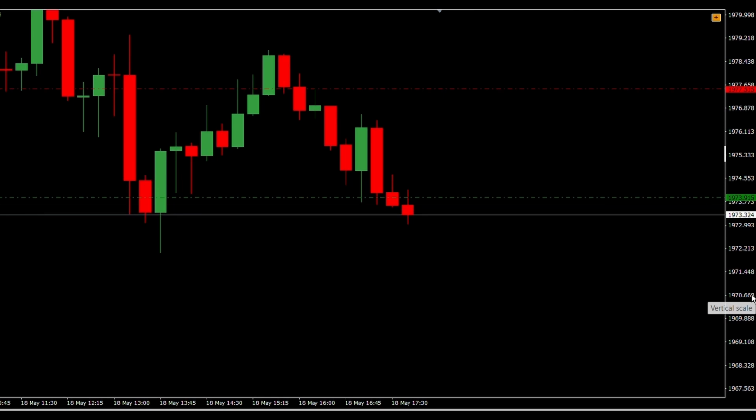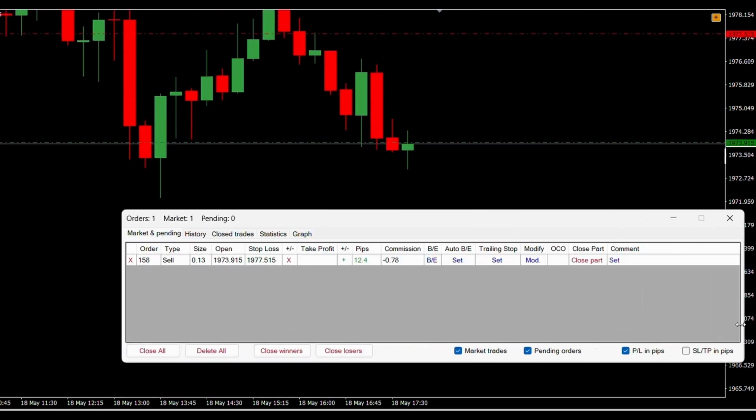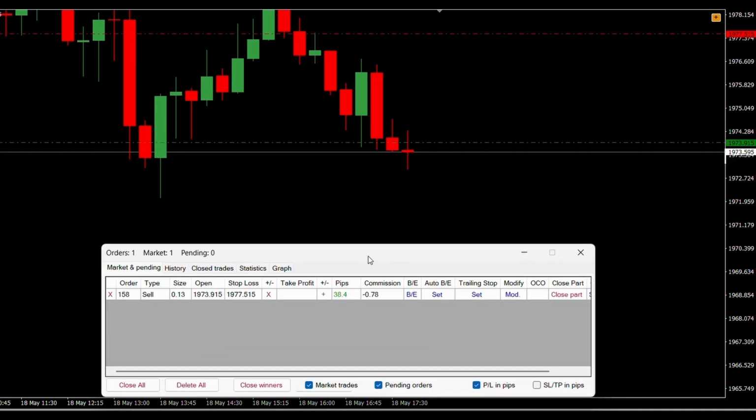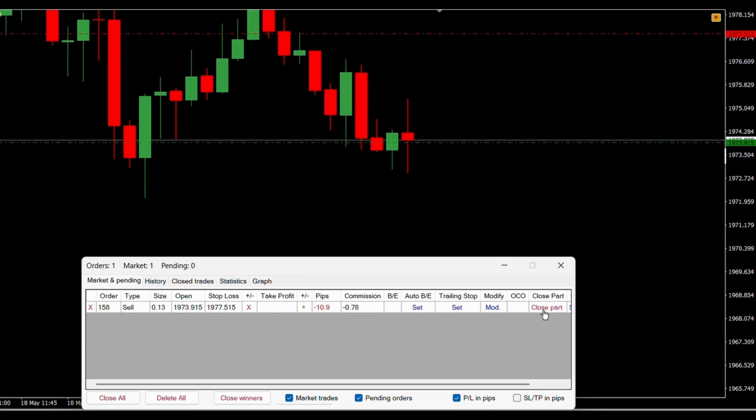Let's move to the lower time frame. The lower time frame is also in a downtrend. Look at this. This candle breaks the previous candle high. So in the lower time frame, the downtrend breaks. So I am closing 50% of my position.